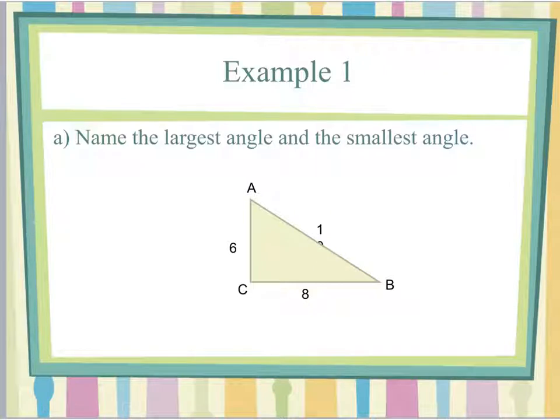So the first one wants us to name the largest angle in this picture, and this should be a 10 here. My 0 is hiding behind my triangle. Name the largest angle and the smallest angle. Which number is the biggest, the 6, the 8, or the 10? The 10. And the angle that's across from the 10 is going to be angle C. That's my largest angle. What's my smallest number here? Okay, it's side 6, so it would be angle B.